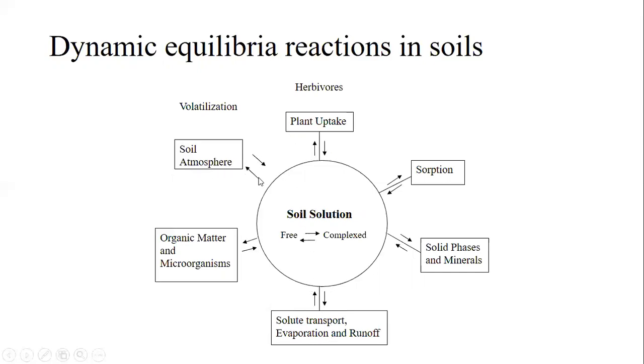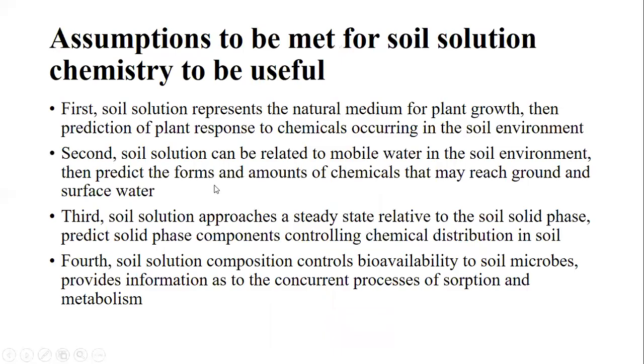And the soil atmosphere, of course, we have the atmosphere inside the soil. It can be in equilibrium with the soil solution. So gases can be dissolved in the soil solution, and they can leave the soil solution and get back into the soil atmosphere. And some of them will volatilize. Volatilize means they will be lost to the atmosphere above the soil atmosphere.